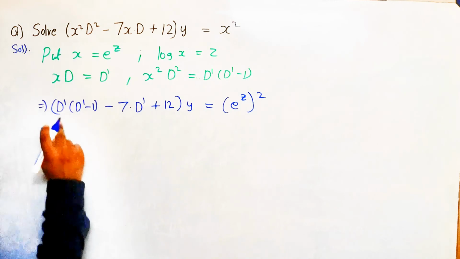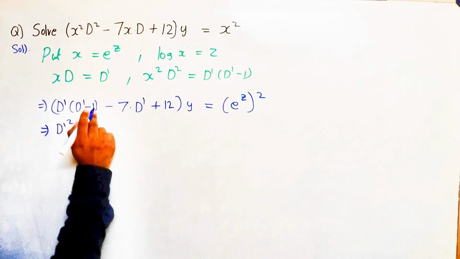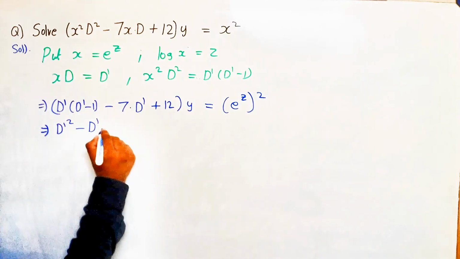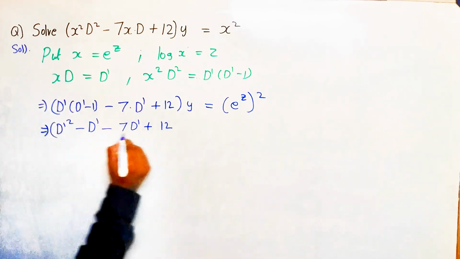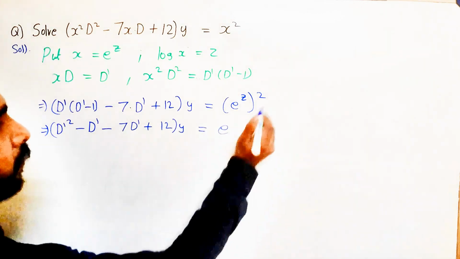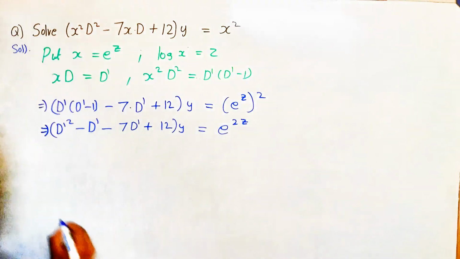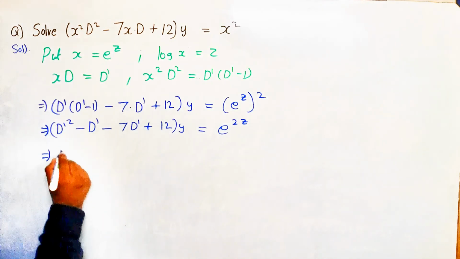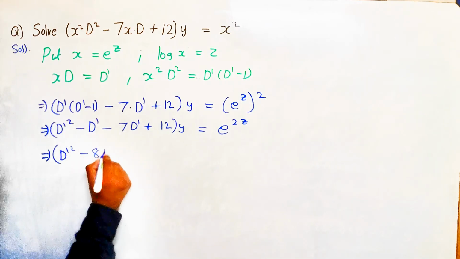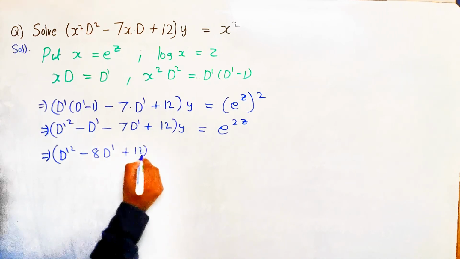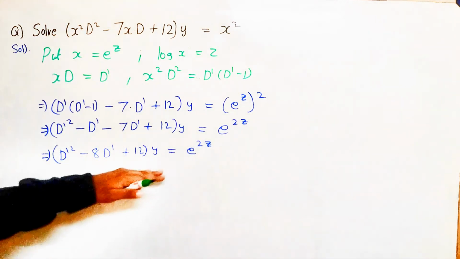Going on solving, I can write this as D dash square minus D dash minus 7D dash plus 12 into y equal to e to the power 2 into z. When powers are multiplied, we can write 2z. That implies D dash square minus D dash minus 7D dash, which means minus 8D dash, plus 12 into y equal to e to the power of 2z. So we got this in this format.